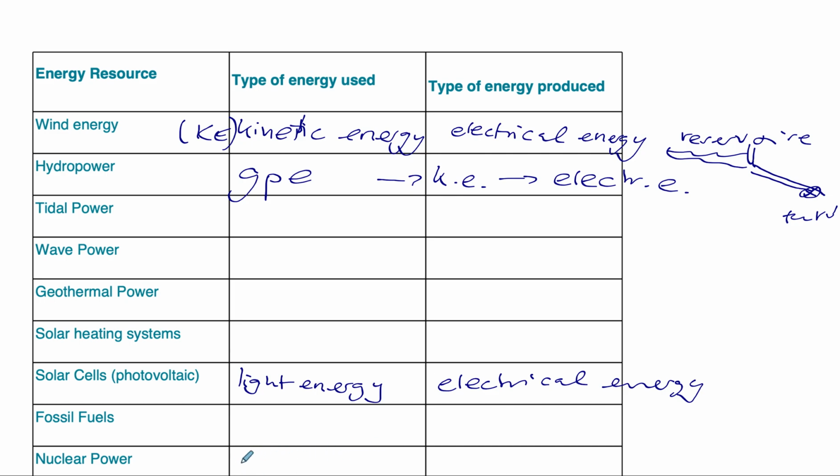Nuclear power, I just want to emphasize here, nuclear power actually uses nuclear energy. And that is, of course, converted, well, it's actually converted to heat first, then to kinetic energy in the power plant. You have steam created, and the steam then drives a turbine, so that's kinetic energy, and that then drives a generator, and that is again electrical energy.